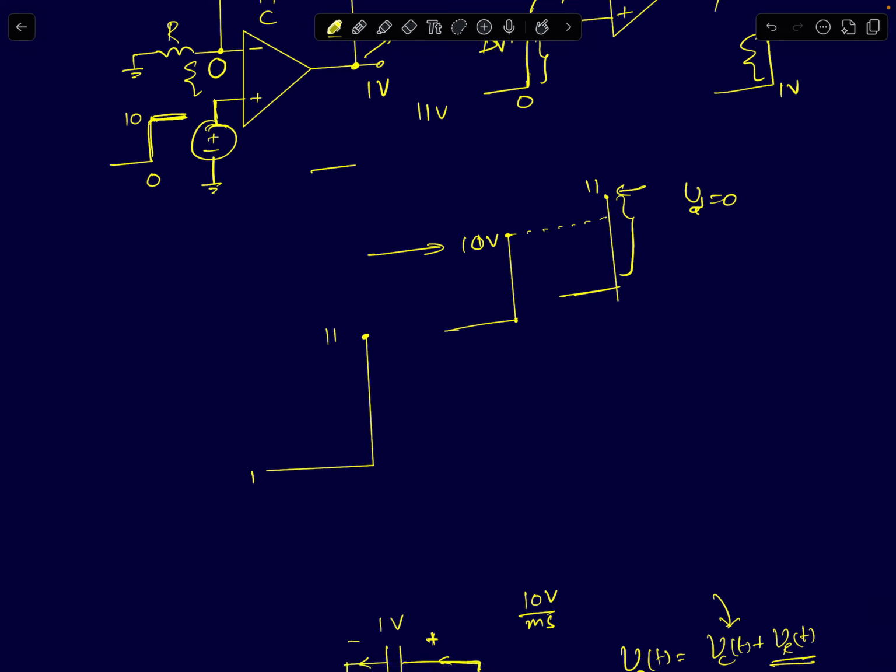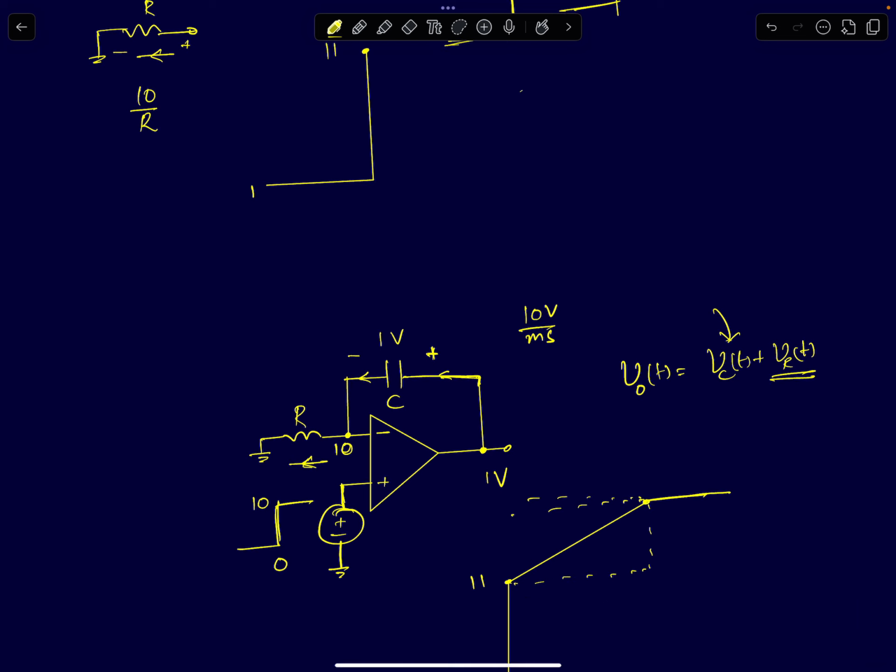Now, since the node Vx suddenly jumps to 10 volts, a current is set up in the resistor. See, a resistor is an instantaneous circuit element. So if a voltage of 10 volts appears across it, instantly a current of value 10 by R, which is 10 milliampere, is set up in the resistor.